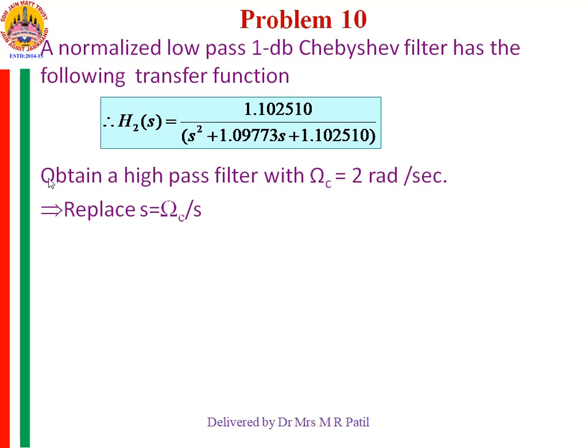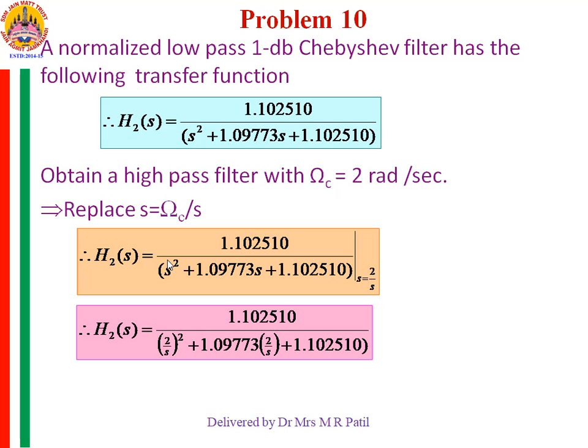This I was supposed to tell you: how to obtain a high pass filter with omega_C equal to 2 radians per second if H of S is given like this. So replace S by omega_C by S in this. So H2 of S will be equal to, we replace S by 2 by S because omega_C is 2 radians per second. So H2 of S is 1.1025 divided by (2 by S) square plus 1.09773 (2 by S) plus 1.1025.